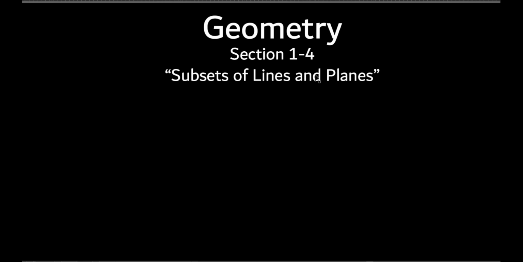Lesson 1-4. The first thing we're going to do, like I said, it's kind of a weird name for a lesson, but I guess it's okay once I think about it: subsets of lines and planes. What we're going to do is take a line and break it down into, I don't know if you could call it a smaller part. We're going to do some stuff with it. So let's talk about a line first.